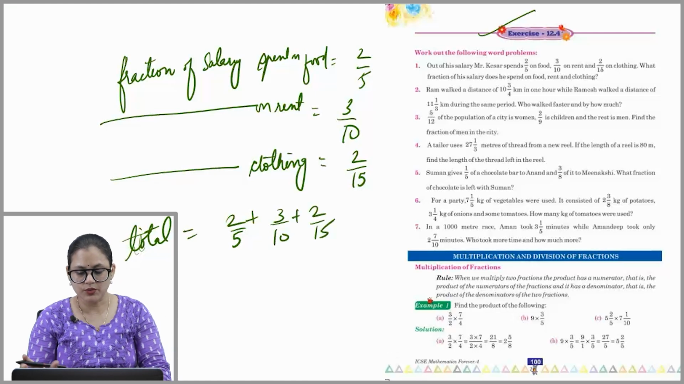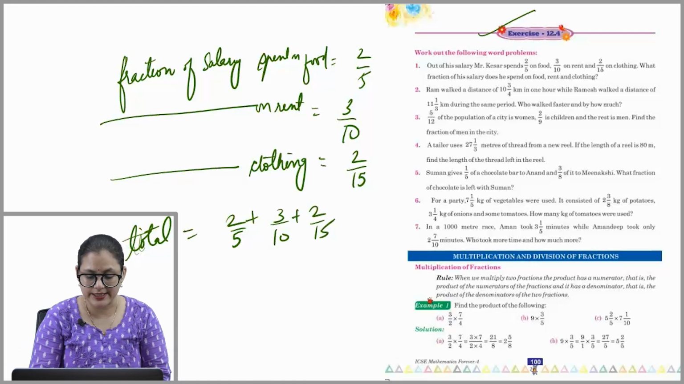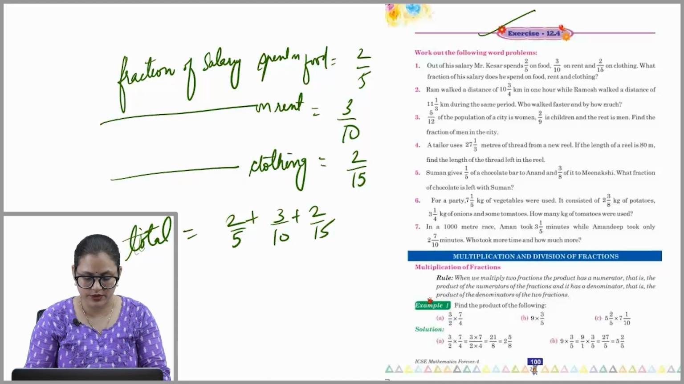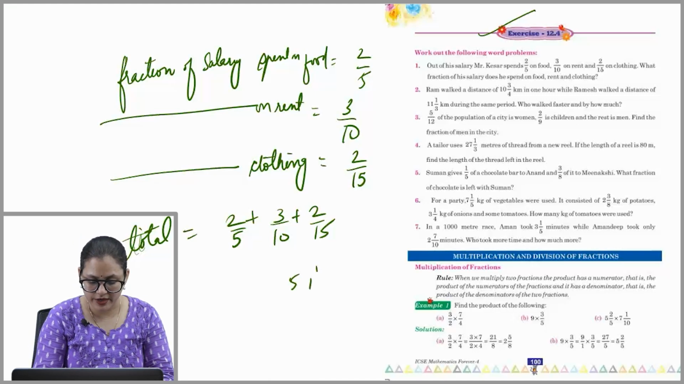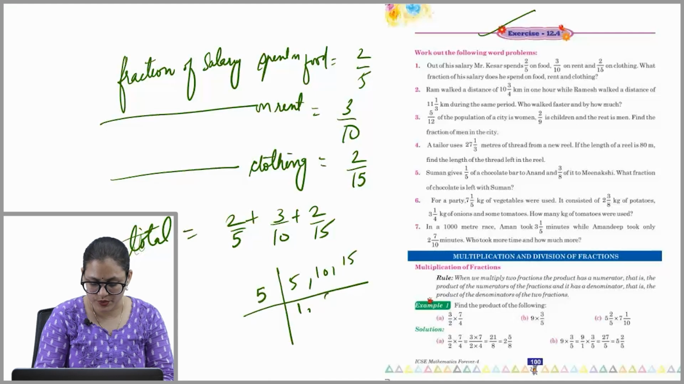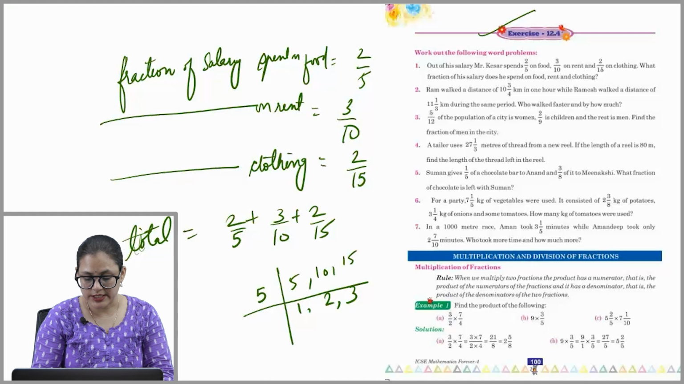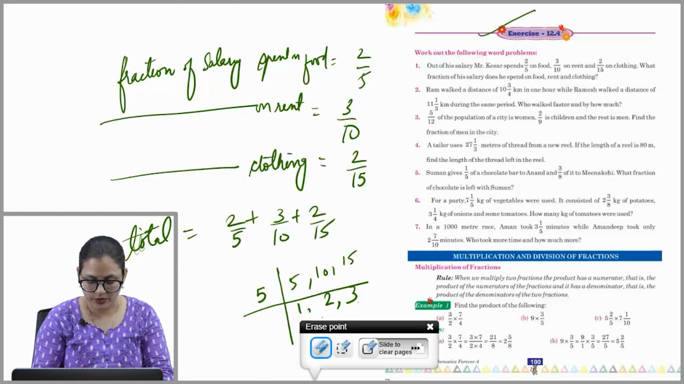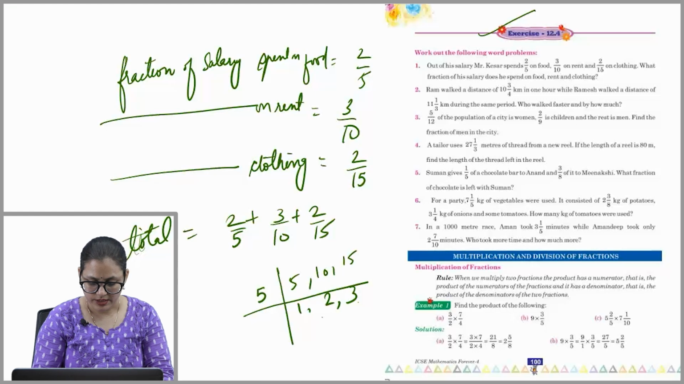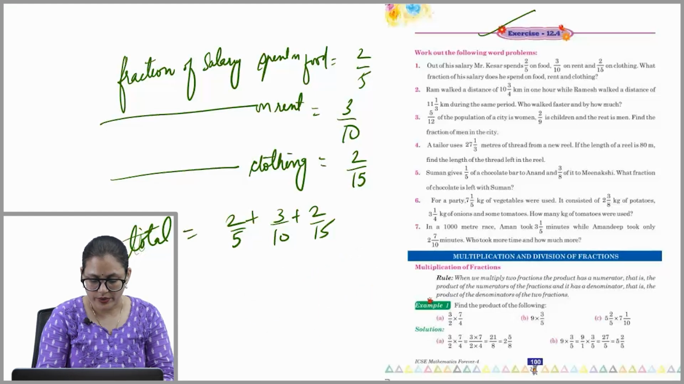First, what will you do? You will take the LCM of 5, 10 and 15. Let's take the LCM of 5, 10 and 15. 5 1s are 5, 5 2s are 10, 5 3s are 15. 5 2s are 10 and 10 3s are 30. That means LCM is 30. So LCM of 5, 10 and 15 is 30.